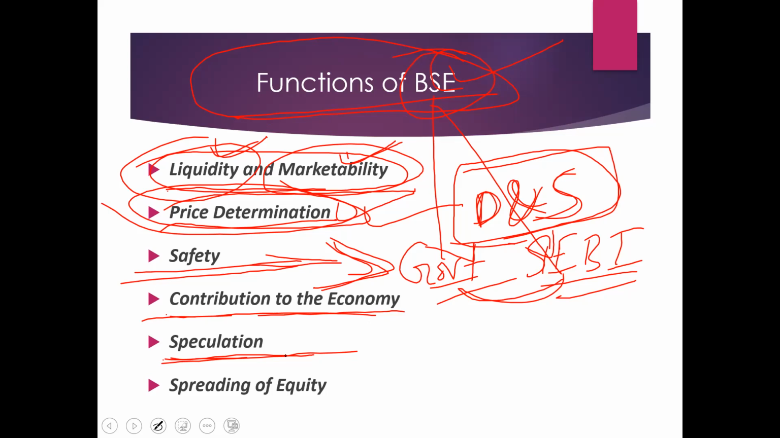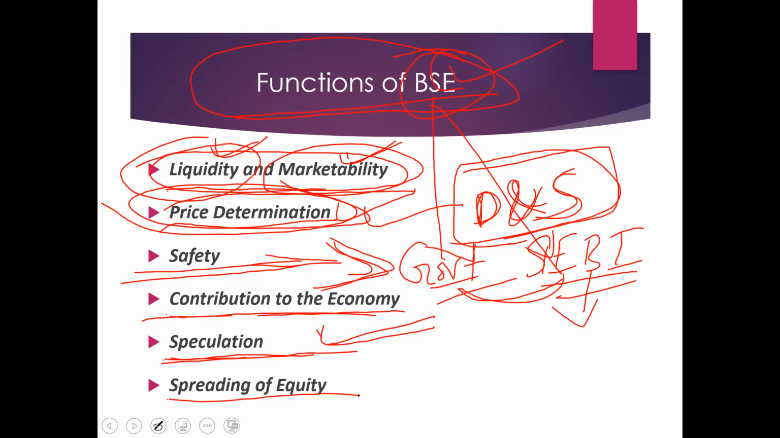The stock exchange provides a speculation function, in the sense that in the morning you can purchase shares, and in the evening, if the share price increases, you can sell that particular share. That is one kind of speculative activity that can be done in the stock market. And even this speculation is controlled by SEBI. Remember, then next one, the last one, spreading of equity.